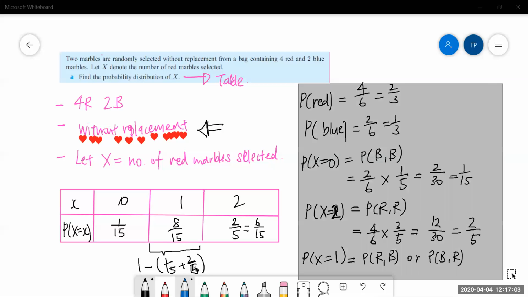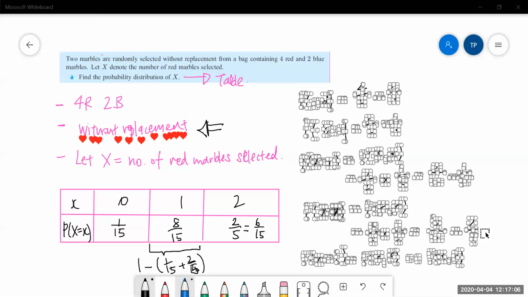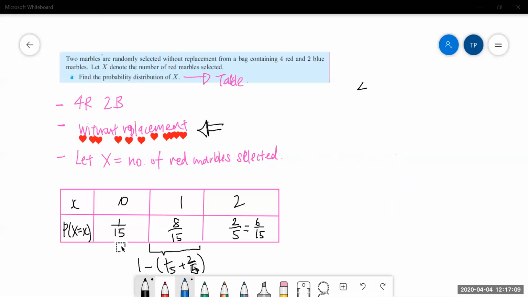So now once you get the probability distribution out, let's say the question says in part B: find the mean number of red marbles drawn.